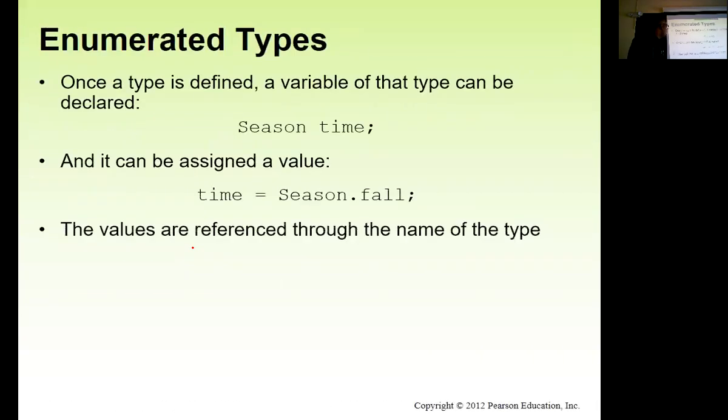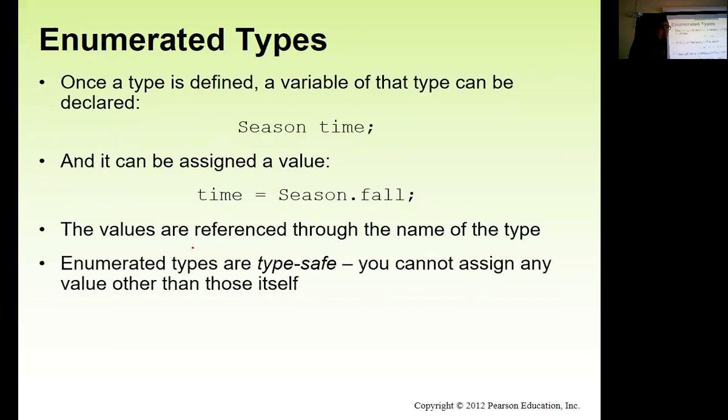Anything else you're going to get an error, right? Values are referenced through the name of the type, right? Like you see, Season.FALL here, that assigns the value through reference to Season, right? And that assigns it to time. And these tend to be type safe. There's no way you can get the wrong value put in an enum type, right?